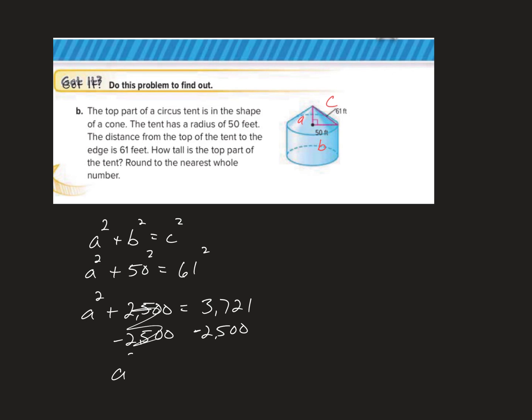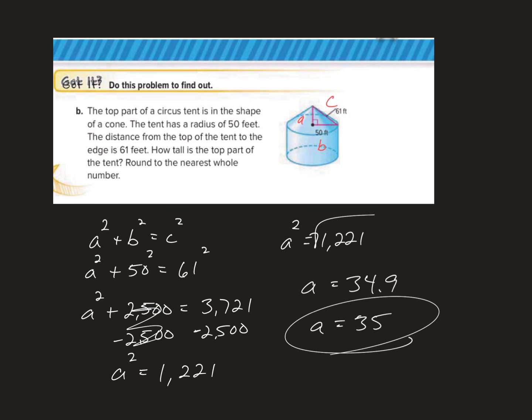And I get a squared is equal to 1,221. So now to get my final value, I have to take the square root of 1,221. And let's see here, get my calculator going. And when I take the square root, I get a is equal to 34.94, so round to the nearest whole number. I'm going to change that to a is equal to 35.